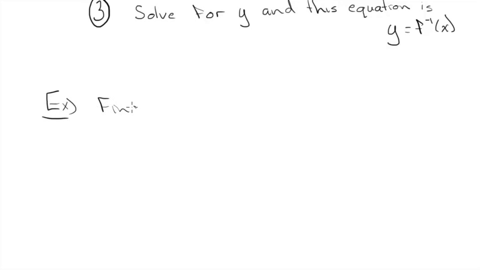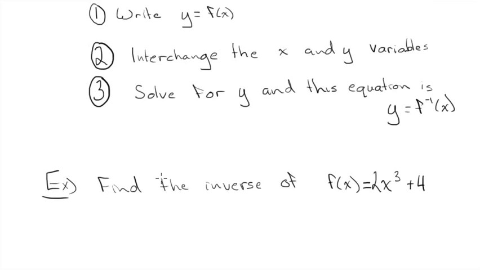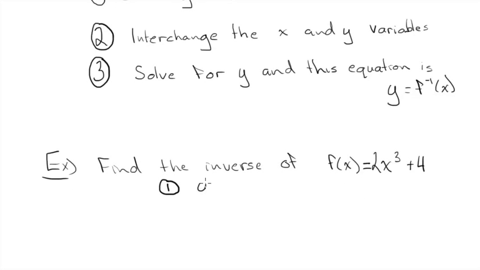So find the inverse of f of x, which will be, let's go with 2x cubed plus 4 just to make it more complicated. So step 1 says write the function y equals f of x. So we don't have a y in here. So instead of f of x, we'd write y equals 2x cubed plus 4. So just instead of writing f, we're going to write y. Step 2, we're going to interchange the x and the y variables.